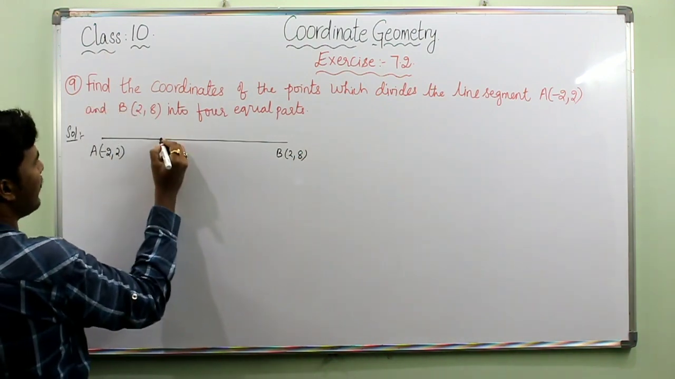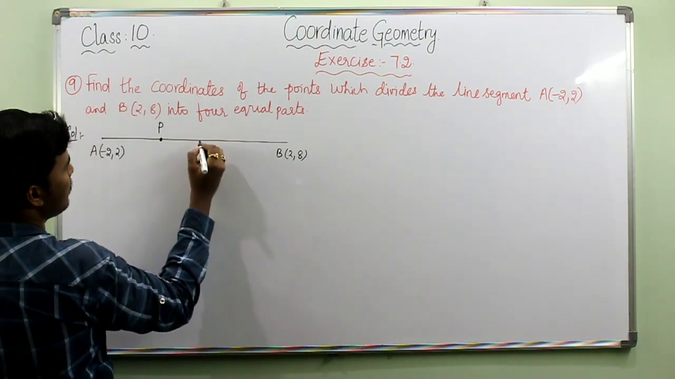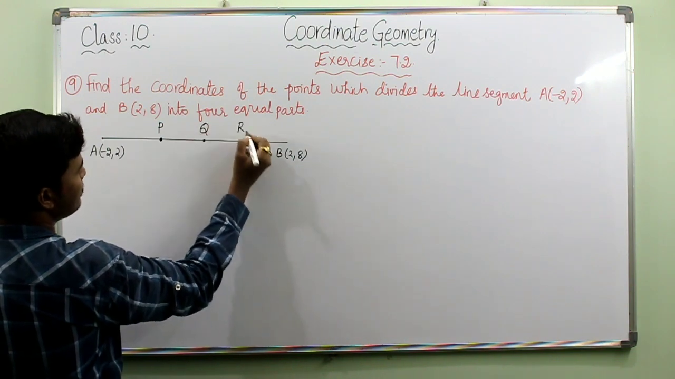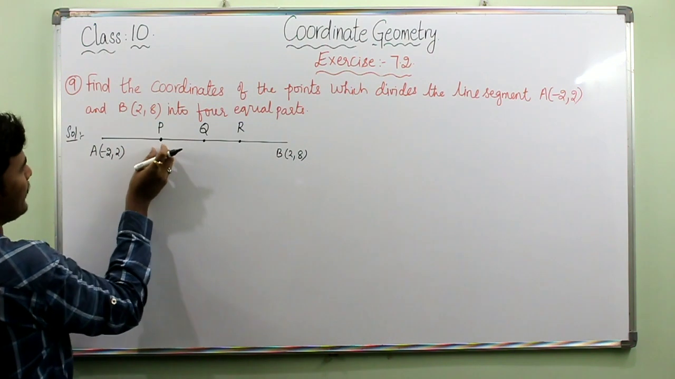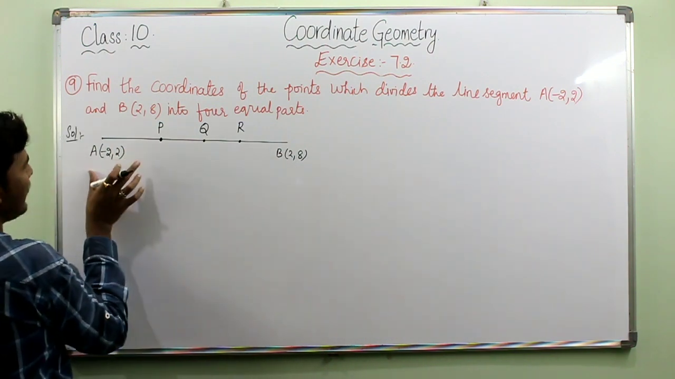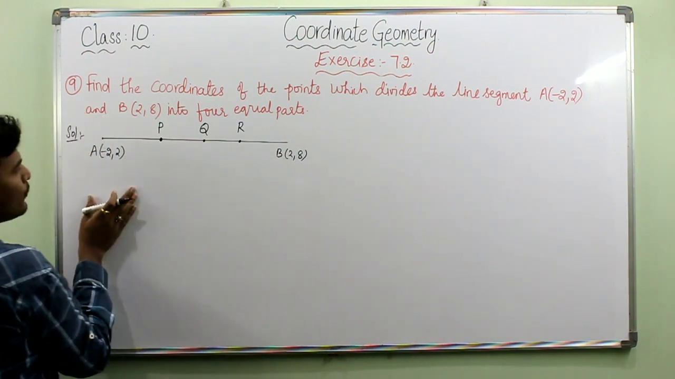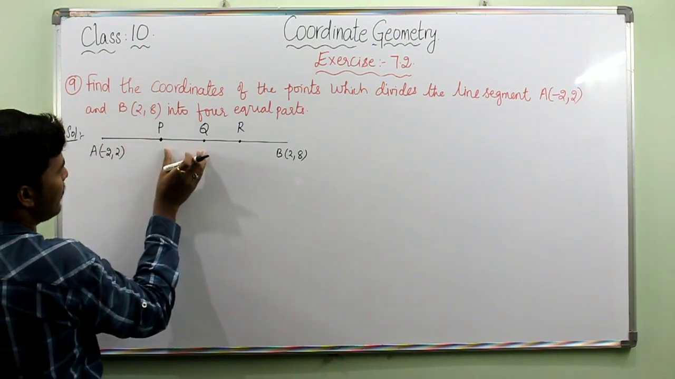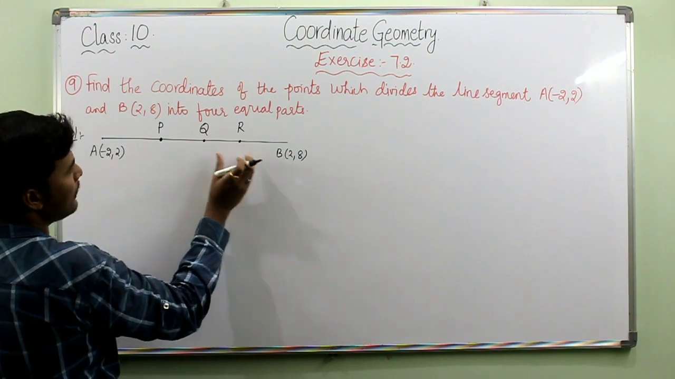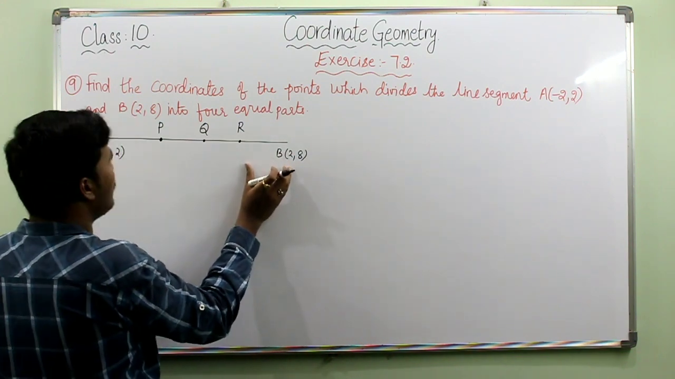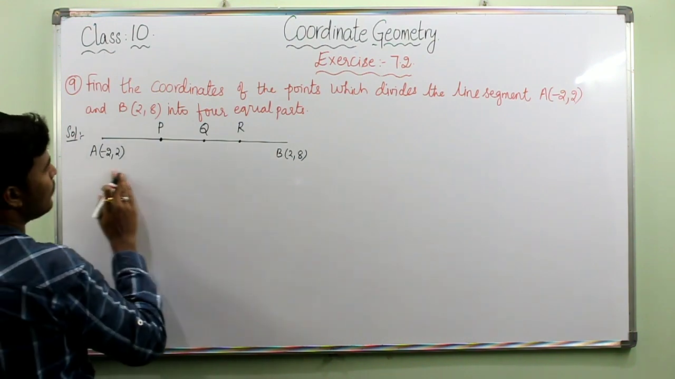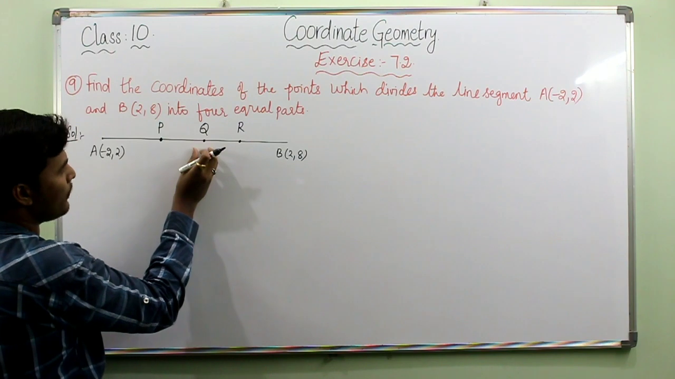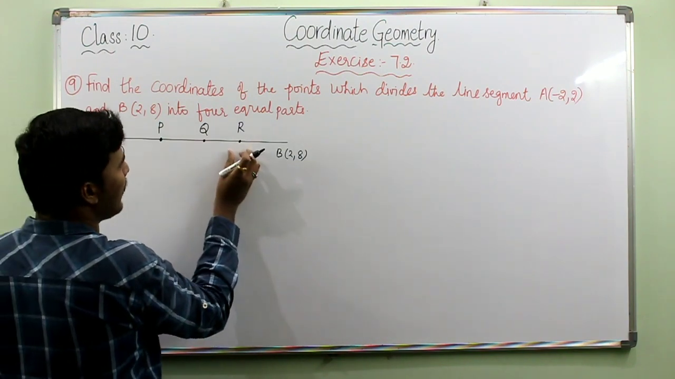Let us consider the points P, Q, R, which are dividing the line segment AB into 4 parts. This is A to P is one part, P to Q is the second part, Q to R is the third part, R to B is the fourth part. So what we have to do here is find the coordinates of the point P, the coordinates of the point Q and the coordinates of the point R.